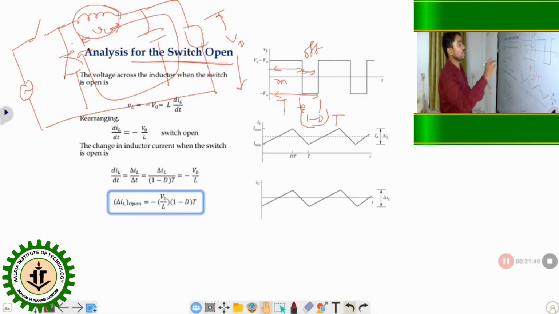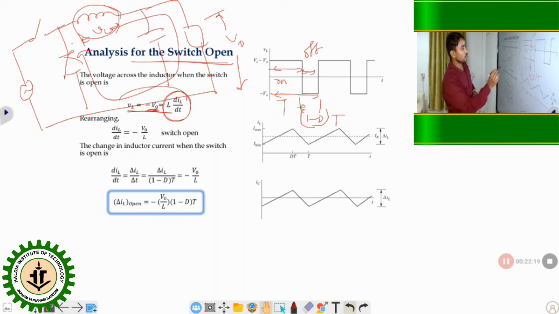And here, as this voltage will be decreasing, we can say VL is equal to minus V0. Again, we know the voltage across the inductor is equal to L di/dt, in terms of inductor current change. So L di/dt is equal to minus V0. From here we can calculate diL/dt is equal to minus V0 by L when the switch is open.